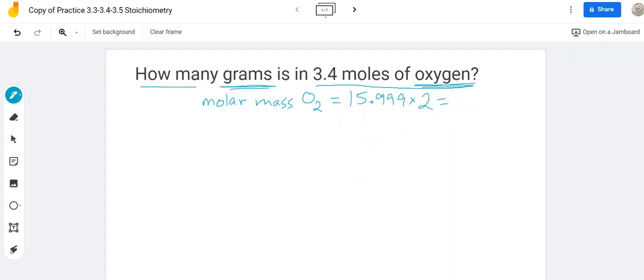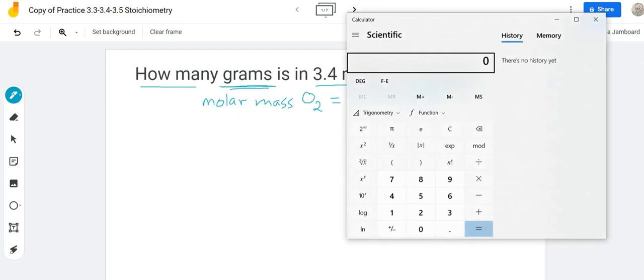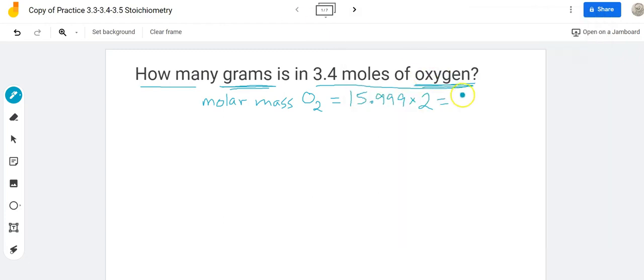I'm going to grab a calculator: 15.999 times 2 is 31.998, but I'll just round that to 32. We're rounding to 2 decimal places, so that would push this 8 up. So this would be 32 grams per mole when you round it. This is the molar mass of oxygen, the mass of 1 mole.